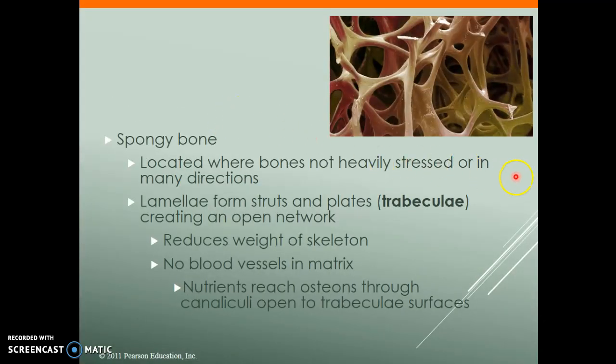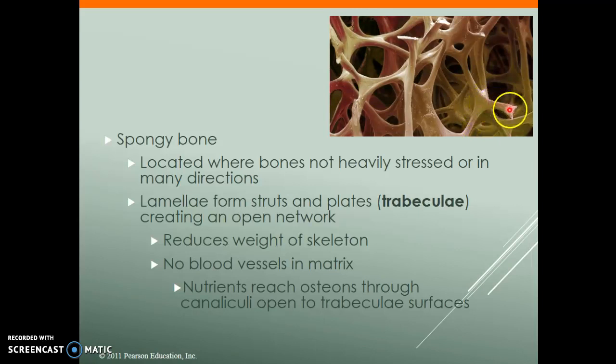This is spongy bone, and you can see it looks terribly different from the osteons. These will be found in the ends of the bone, such as in the epiphyses. And these struts here are called trabeculae. The weight of the skeleton is reduced, and there are no blood vessels in this matrix.